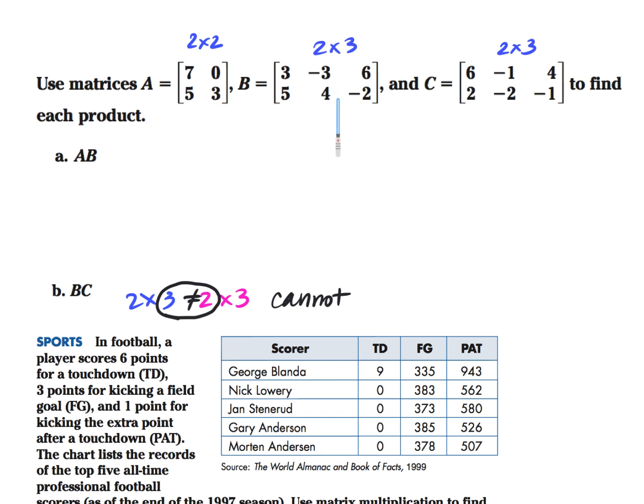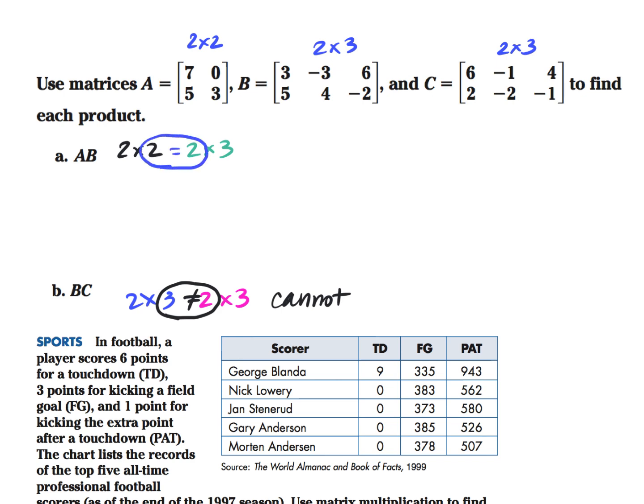Would I have been able to add B and C? Yes. Or subtract B and C? Yes. It's with the multiplying where those middle terms have to match. You agree we cannot multiply B times C. I left you some more room on A times B, so let's try this. What was A's dimensions? A's is a 2 by 2. What was B's dimensions? Can I multiply?